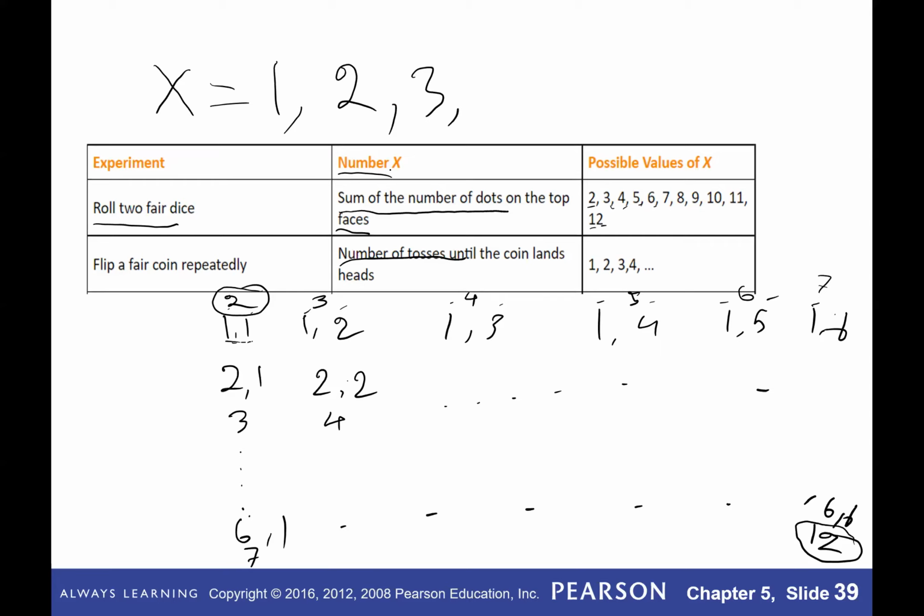And now the question is, can x take a 0 in this case? Anyone? Is it possible that x can take a 0 in this case? No, right? Because this is the number of tosses, not the number of heads or number of tails. It is the number of tosses. So the minimum number of flips or tosses could be 1, right? So that's why it will take 1, 2, 3, 4, 5.